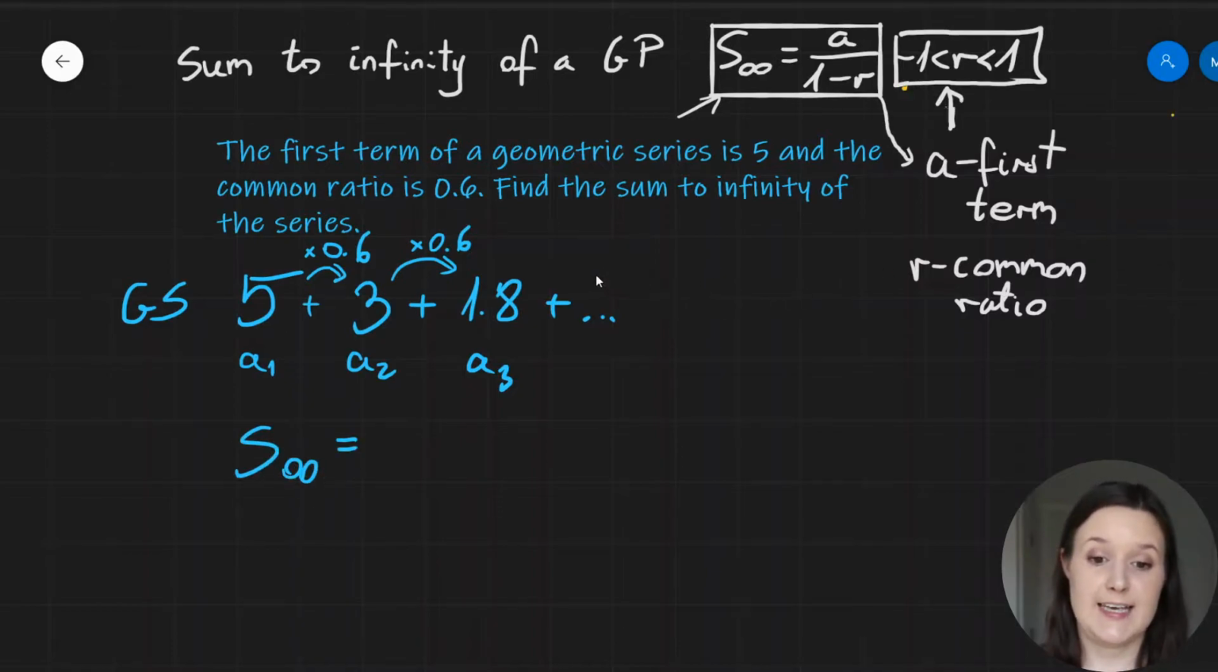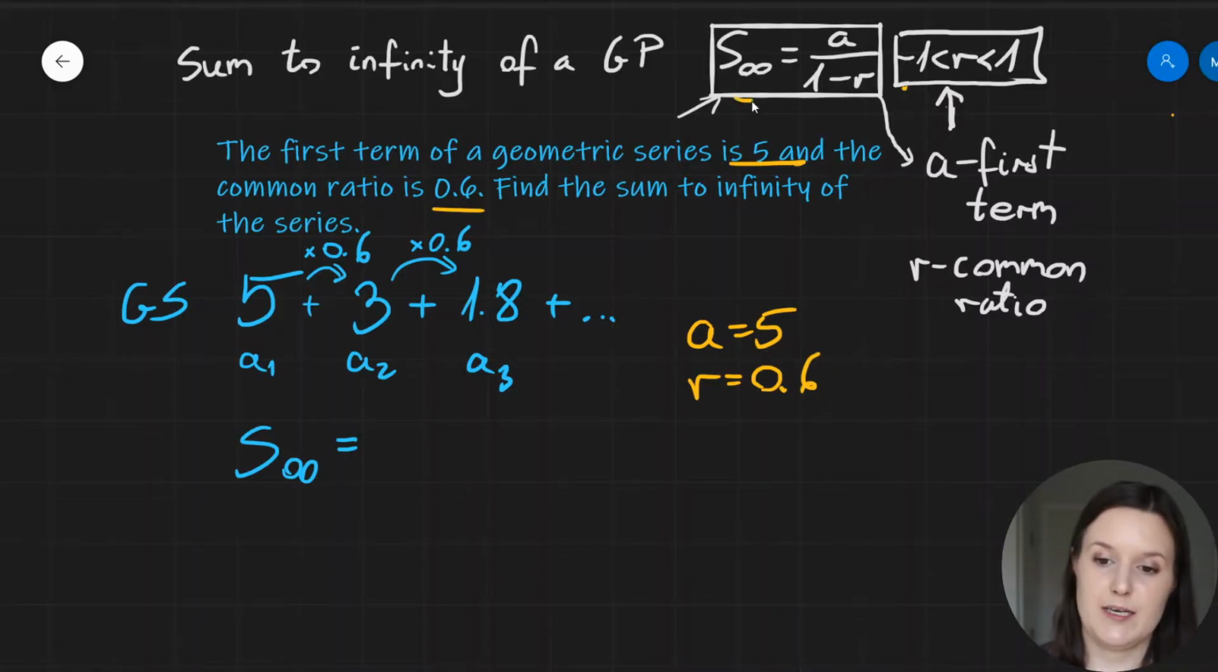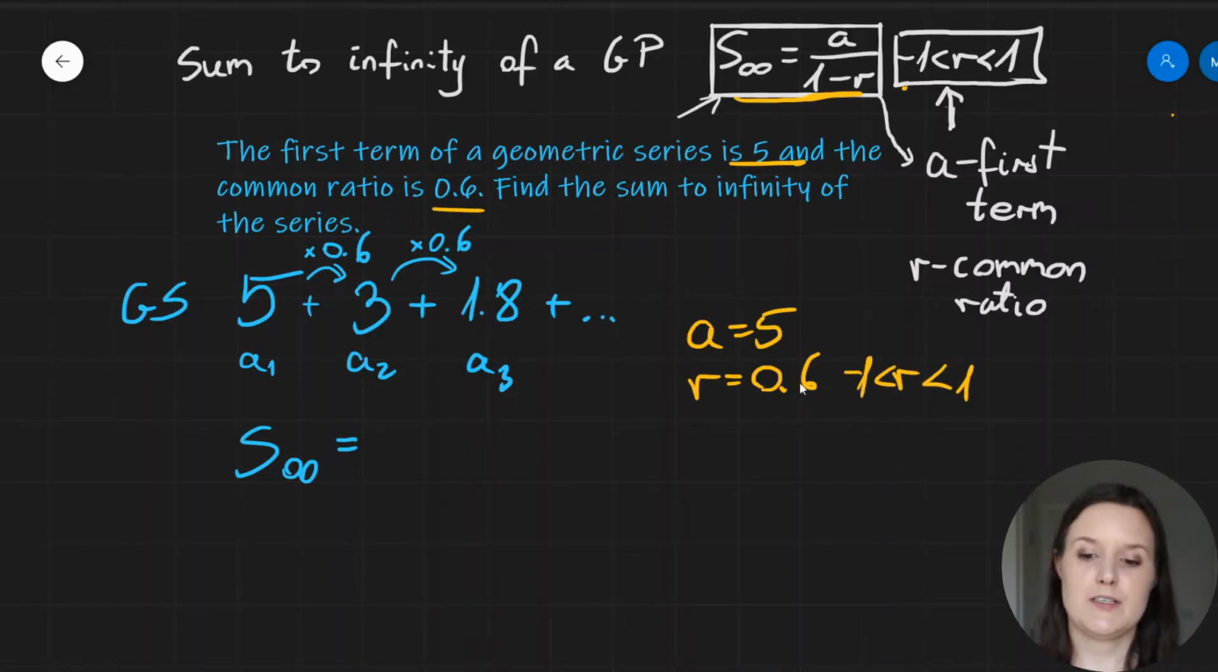From this exercise, I know that the first term is 5 and the common ratio is 0.6. So I know that the sum to infinity will exist and is given by this formula. The common ratio is alright. The common ratio is between -1 and 1 because it's 0.6. So everything matches. I can use the formula.